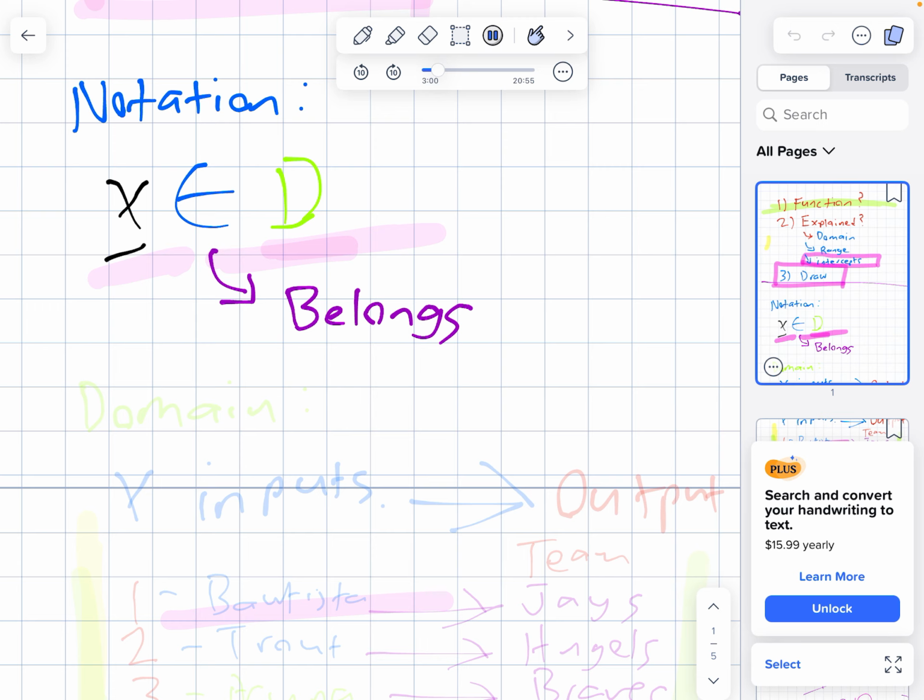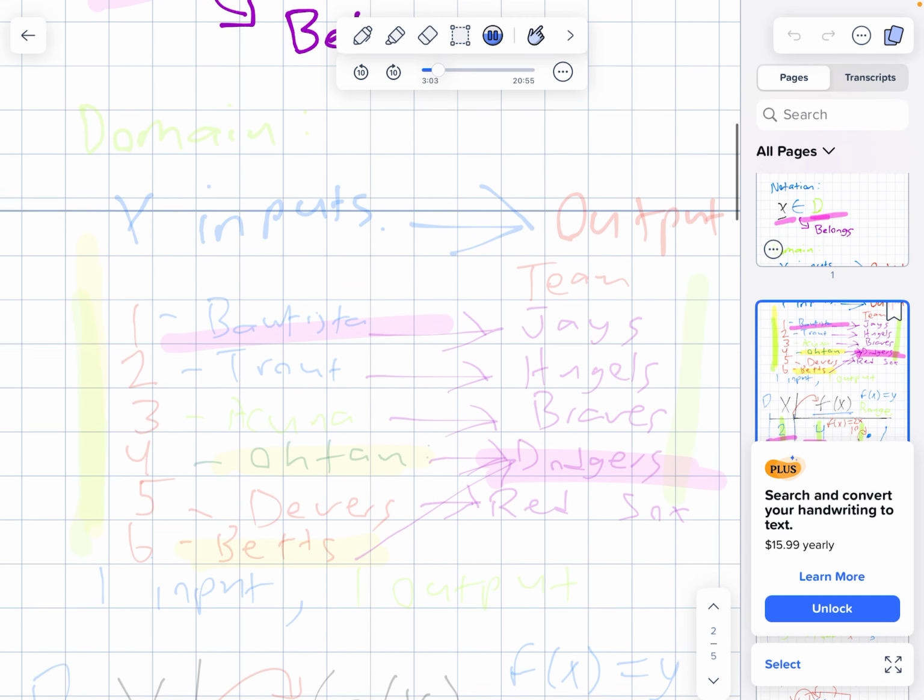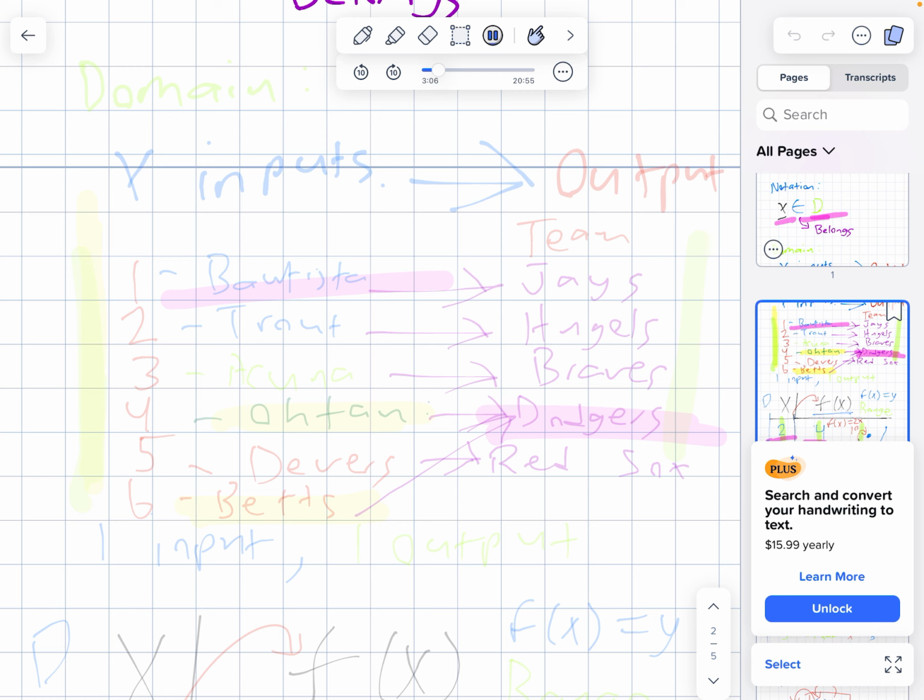Moving on, I've chosen D for a strategic reason, and that's because D stands for domain. And domain means all of the X inputs that assign to an output in our function. Just change the thickness here. Much better.